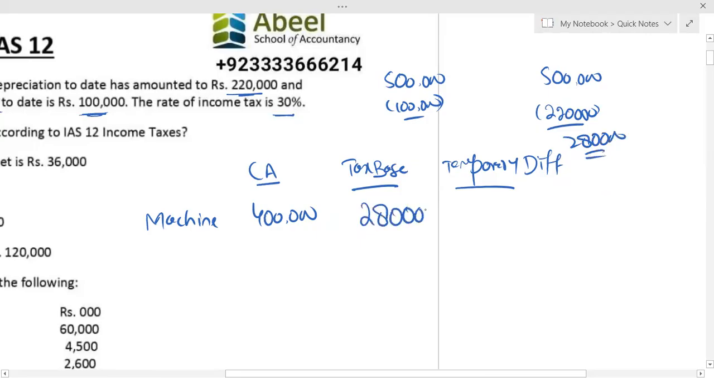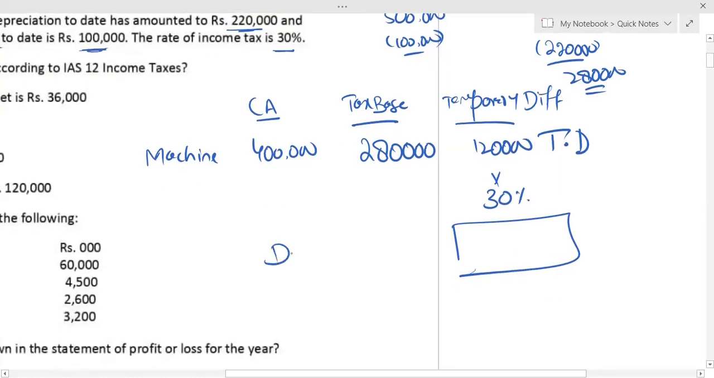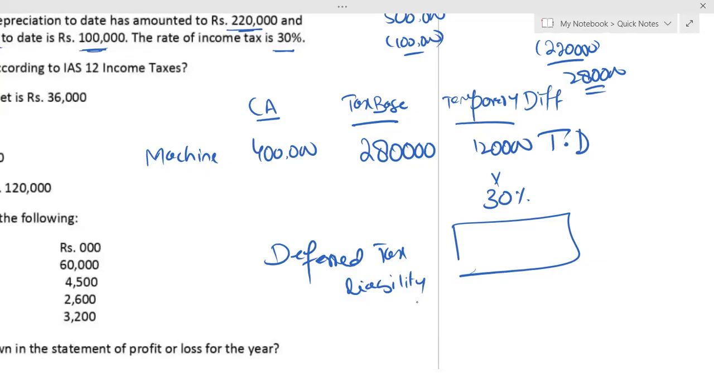So in case of assets, we know that when carrying amount is more than the tax base, then the difference is the taxable temporary difference. 120 is a taxable difference. Taxable difference multiplied by tax rate gives us deferred tax liability. We have discussed this relationship many times in our regular classes.